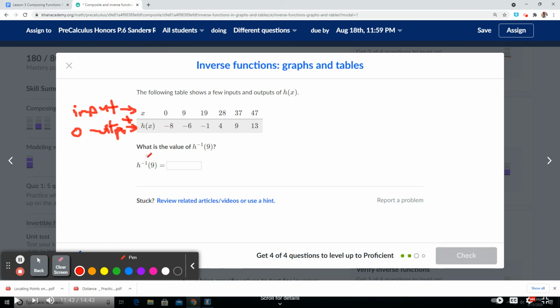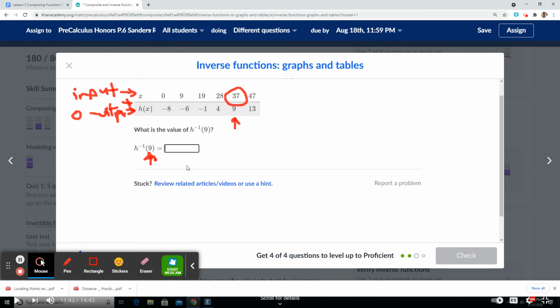And in this case, we have an output H inverse of 9. So there's our 9 right there. And the input is 37. Okay, so it's basically reversing what we'd normally do. Output 37.